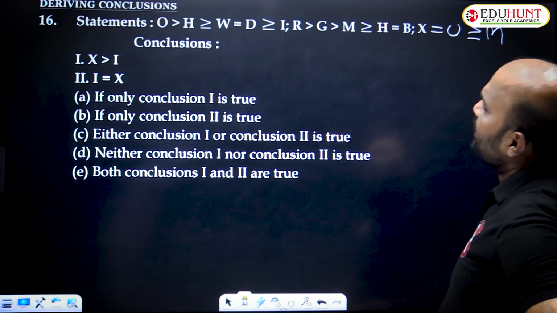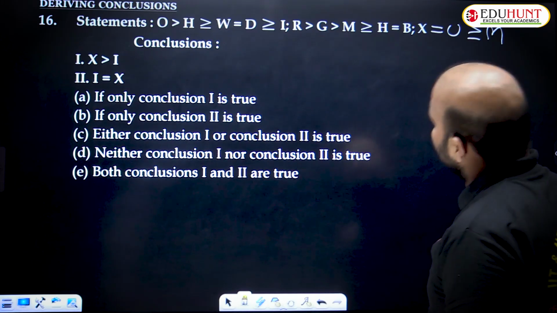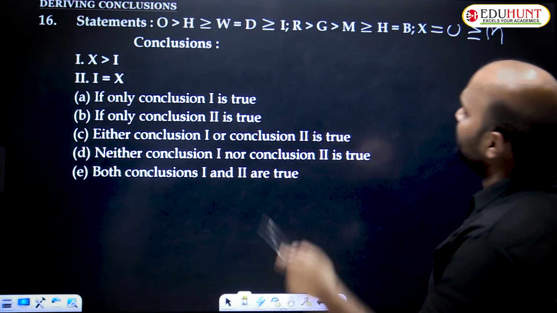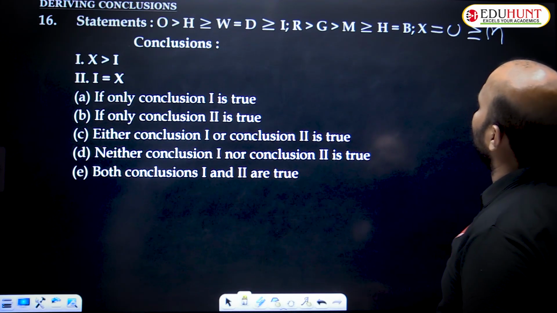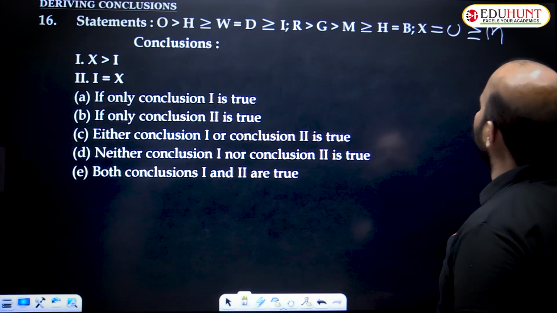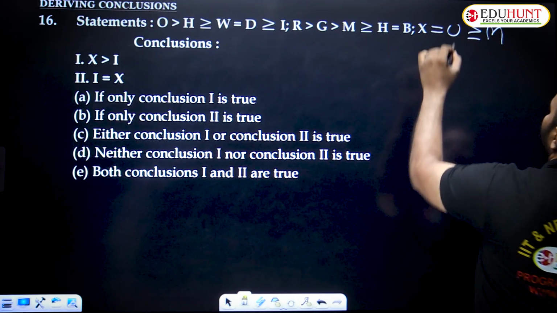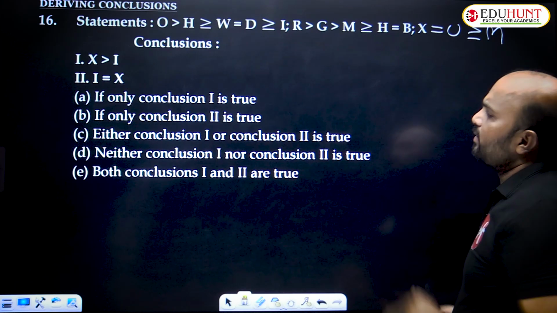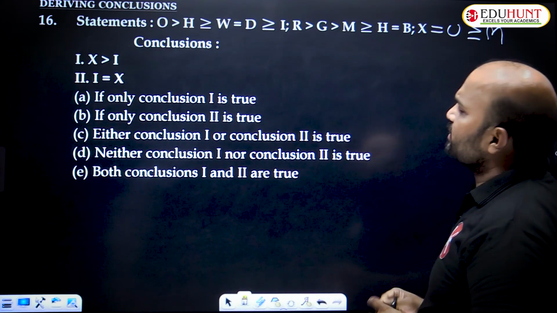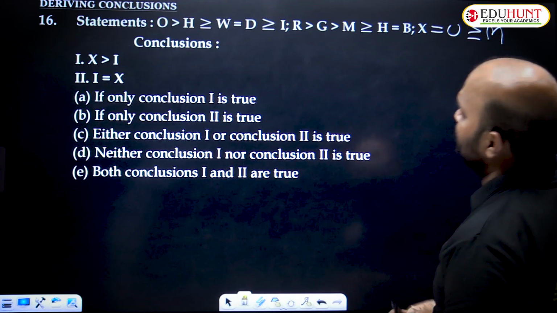Have a look at question number 16. Statements: O is greater than H, H is greater than or equal to W, W equals to D, D is greater than or equal to I. That is the first statement. Second statement, R is greater than G, G is greater than M, M is greater than or equal to H, H equals to B. Third statement, X equals to U, next one, U is greater than or equals to M. So given conclusions, only two conclusions asked. First one, X is greater than I, second one, I equals to X.